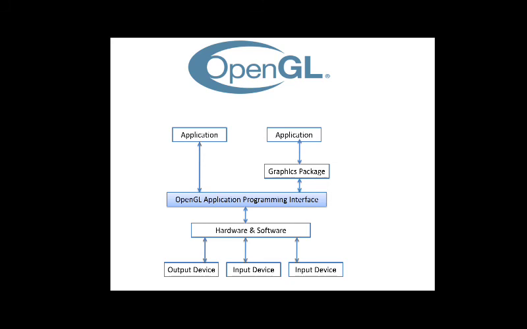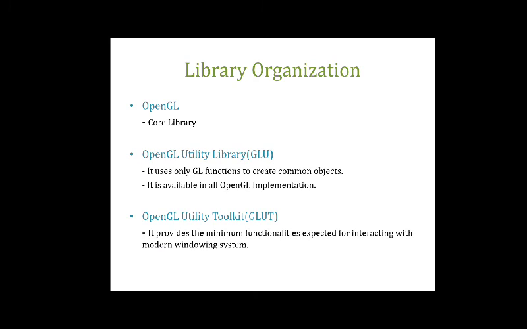Where does it exactly lie? So you have your input and output devices, you have your hardware and software. Above that there is the OpenGL application programming interface. The OpenGL API stays here, after your application and before your hardware and software usage. In between, OpenGL provides you graphics packages that you can use for your application purposes. Then the next part is how its libraries are organized.